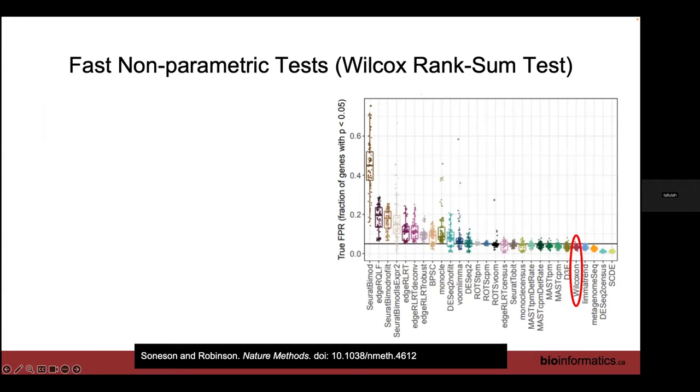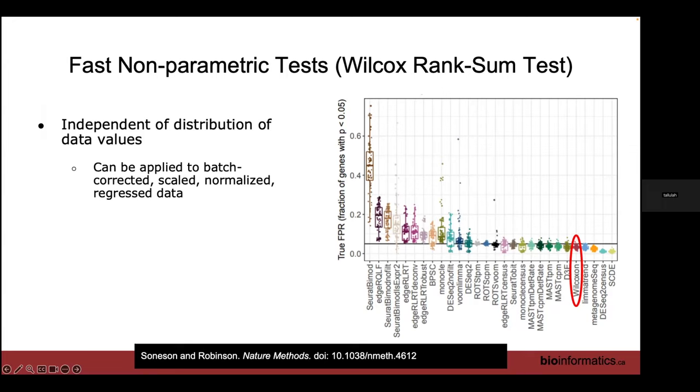Non-parametric test means we don't make any assumption about what distribution of values our data follows. So a t-test is a parametric test because it assumes your data is normally distributed. The Wilcoxon rank-sum test is the equivalent of the t-test, but it does not assume a normal distribution. So non-parametric tests are independent of the distribution of data values. If you've done batch correction, normalization, scaling, calculated Pearson residuals, and you're not sure what distribution your data follows, you can still use a non-parametric test. No matter what you've done to your data, you can still use a non-parametric test.